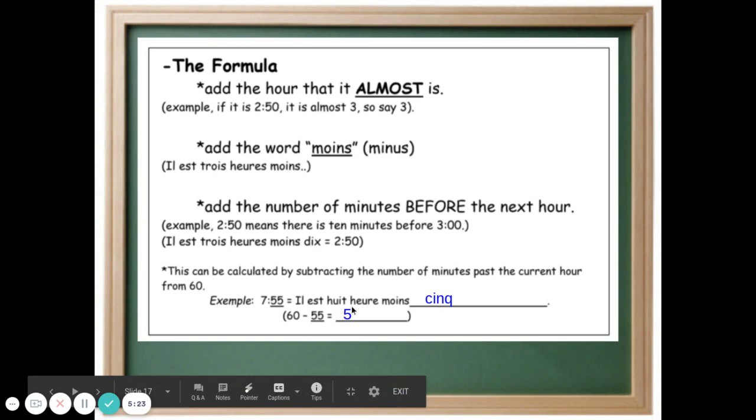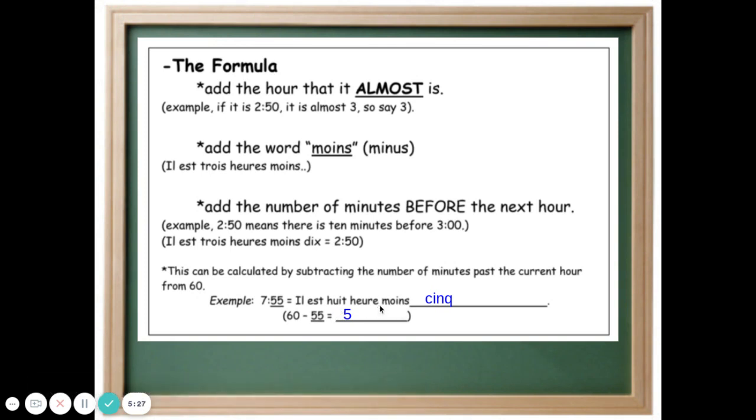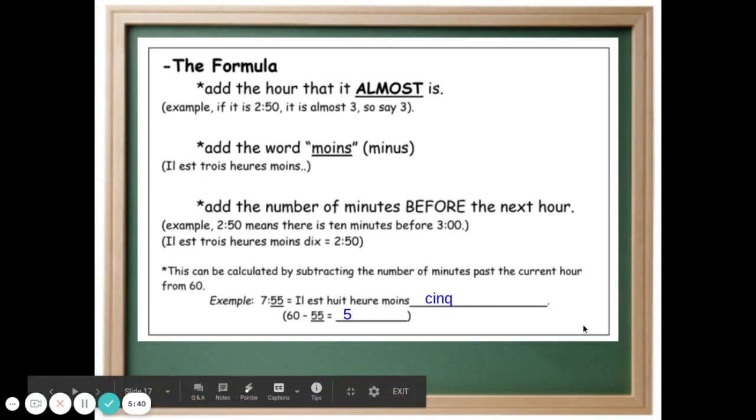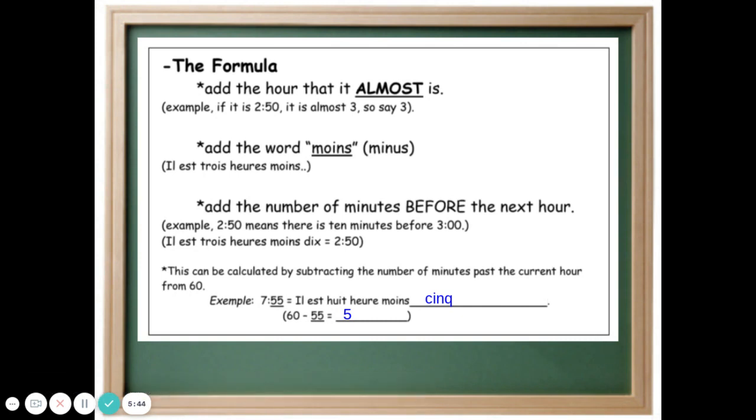So the answer would be, il est 8 heures. Oop, there's an S missing on heure right here. Write it in. That's a typo there. Moins 5. So il est 8 heures moins 5. It is 8 hours minus 5 minutes, or it's 5 minutes until 8. Fill that in your notes and correct my typo there. Add that little S in hours. If you need to pause right here, go ahead.